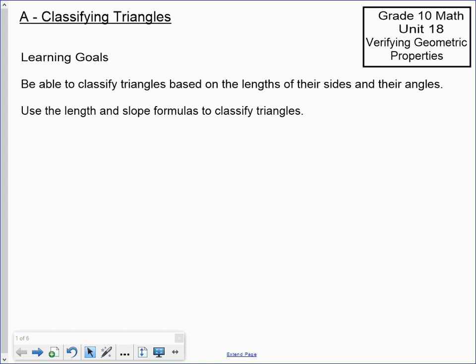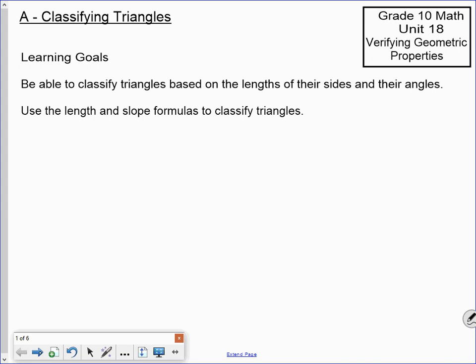All right, so in this lesson, we're going to be classifying triangles here. What we want to be able to do is classify triangles based on two things: the lengths of their sides and their angles. The trick is that in these questions, we're not going to be given the lengths of the sides or the sizes of the angles. So we're going to have to use the length and slope formulas that we've been developing over the past couple of units to find the lengths of the sides and figure out some stuff about the angles so we can classify these triangles.